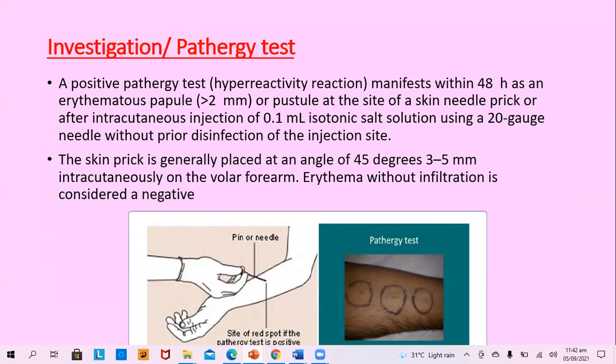So in doing pathergy, we do 1 or 2 pricks by a simple insulin syringe, or inject 0.1 ml of isotonic saline, and then mark the areas 2 centimeters surrounding the prick. The reaction is read after 48 hours, and usually there is an erythematous papule 2 mm in diameter or a pustule. The skin prick is generally placed at an angle of 45 degrees, 3 to 5 mm intracutaneously on the volar forearm. Erythema without infiltration is considered as negative.